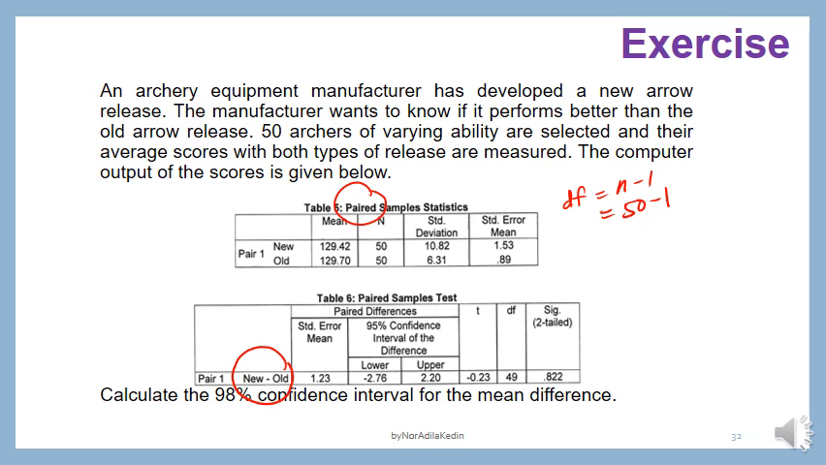standard error, and dia bagi 95% confidence interval. So this is your standard error. Now dia tak bagi mean difference, tapi macam mana nak cari mean difference? Disebabkan dia kata new minus old, awak buat x bar new minus x bar old. Okay, your D bar adalah x bar new minus x bar old, which is 129.42 tolak 129.70. So degree of freedom dapat 49.